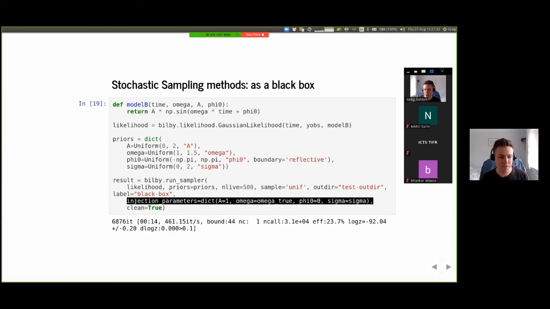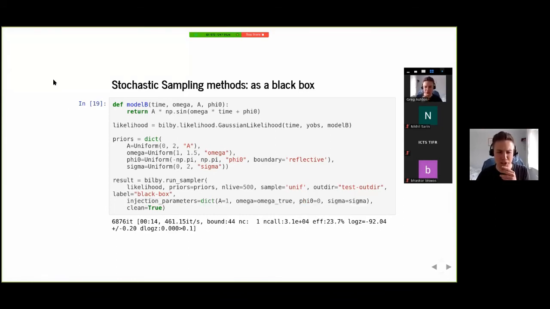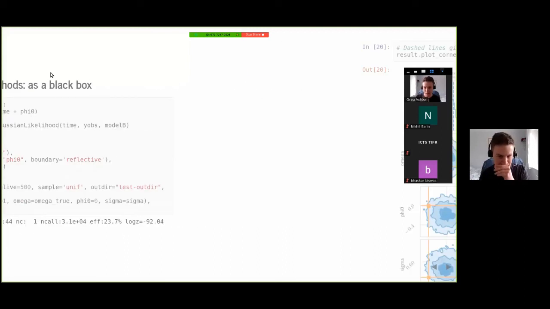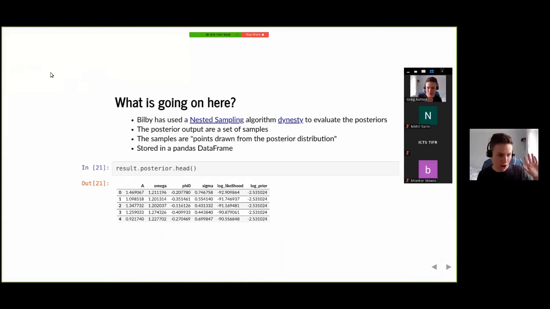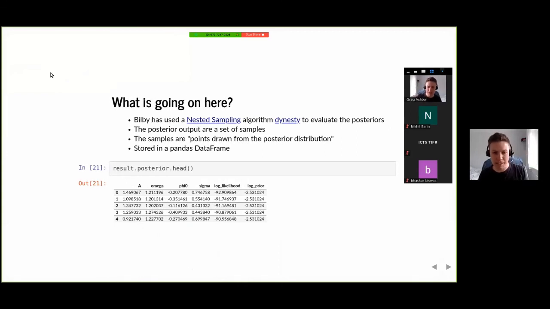Okay, I'm going to get through the last few things because there's just a few slides left, and then we can maybe go to some more questions. So Bilby returns this result object, and I'm just going to go through quickly what is returned, just so you know how to use this thing.